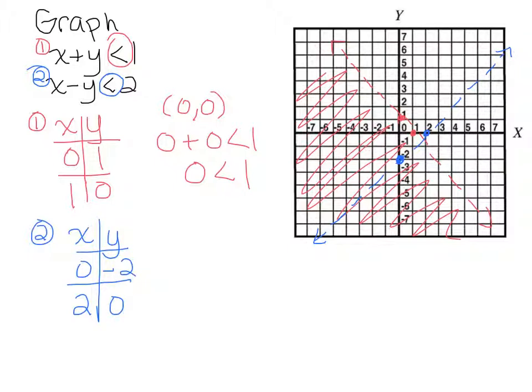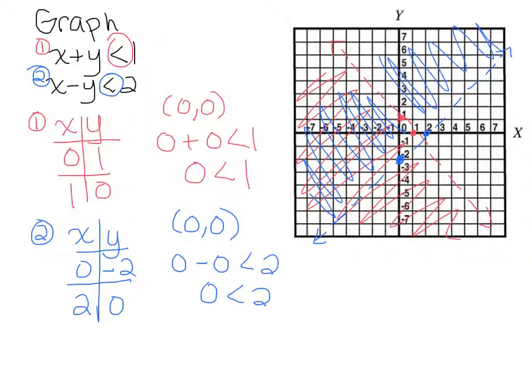Now we need to figure out what side to shade on. Again, 0, 0 is the easiest point to pick, so let's pick that one. 0 minus 0 is less than 2. 0 is less than 2. That's a true statement, so we shade on that side.